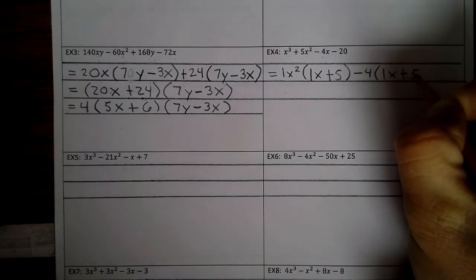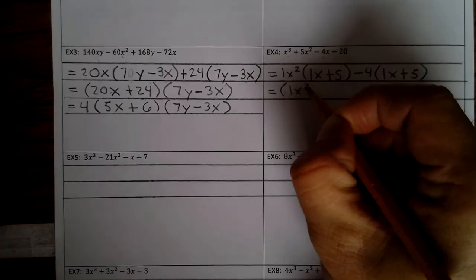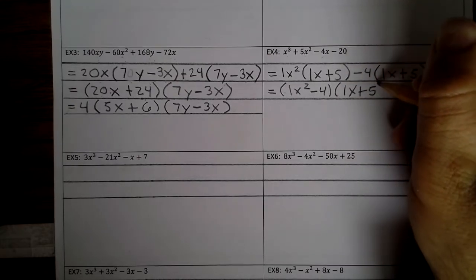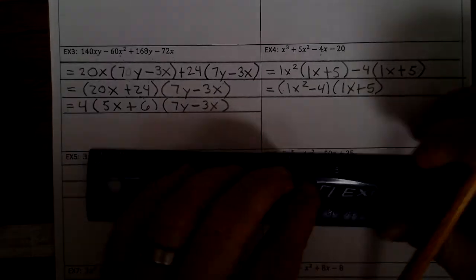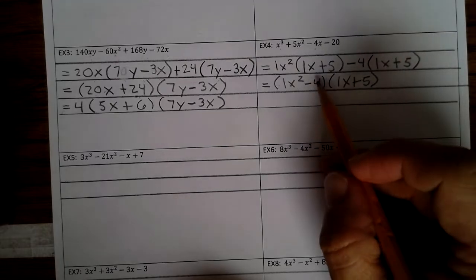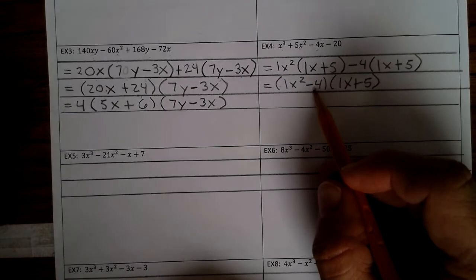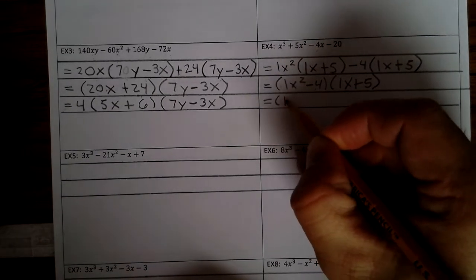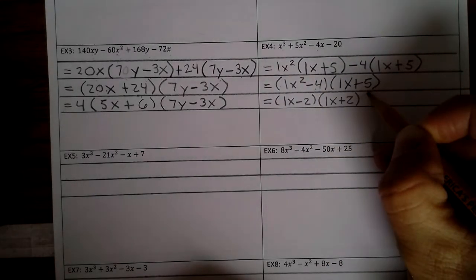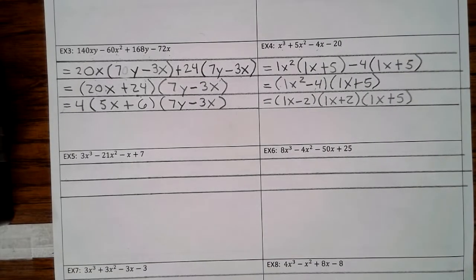So we have 1x squared minus 4 times 1x plus 5. Now, we can't factor in step 3 to factor out the binomial, but step 4 says factor the greatest common factor, a difference of squares. This is a difference of squares, so this factors to be 1x minus 2 times 1x plus 2 times 1x plus 5. All right, finish up those examples.